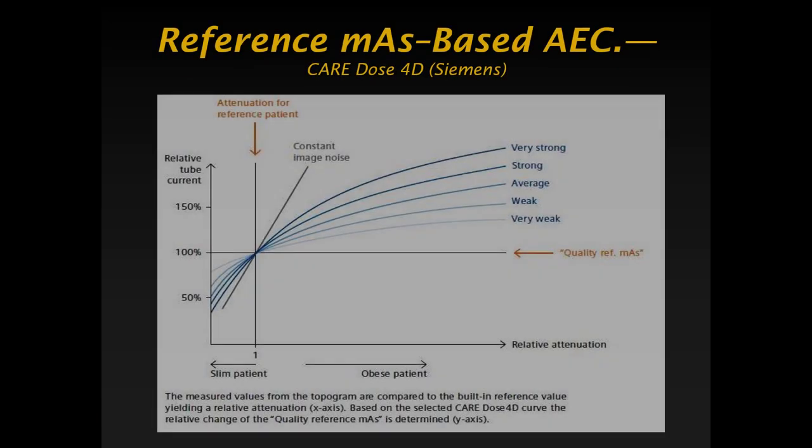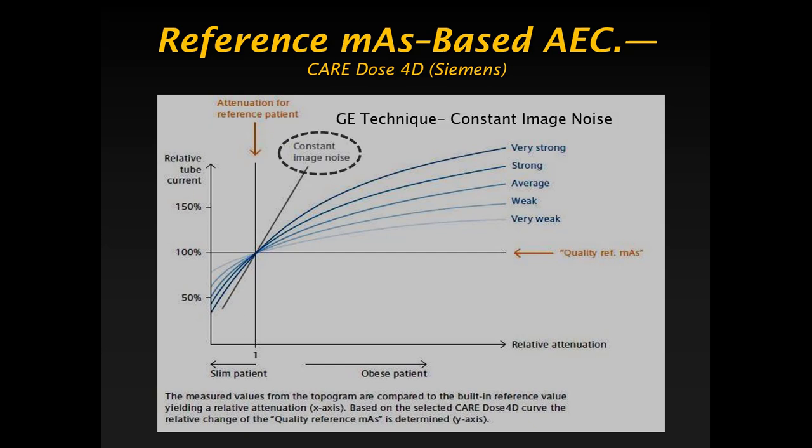If you look at the newer systems, not only do they allow you to adjust the way this curve interacts with your patient, you can have a strong curve, a weak curve. You can interact differently with slim patients and obese patients. You can interact differently with pediatric patients. And these contrast a lot with the constant image noise method, which is the GE technique, which is constant noise. And you can see for the same size patient, GE will give you more exposure for large patients and less exposure for small patients because it's very linear.